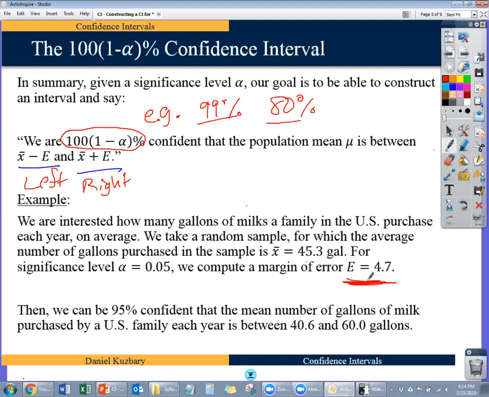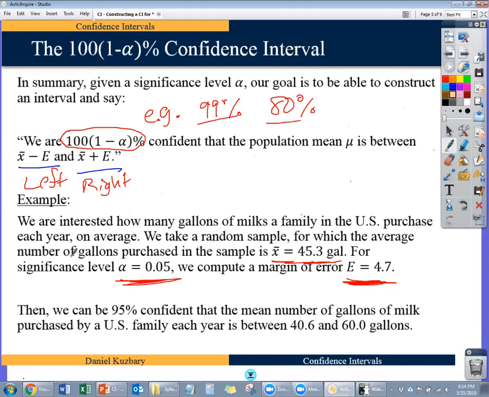So ignore the fact that I just wrote this down. I haven't showed you how to find that yet. But let's just say that we take a sample, and that's our sample mean, and this is the margin of error that corresponds to a significance level of 0.05. So those are the three pieces of information.